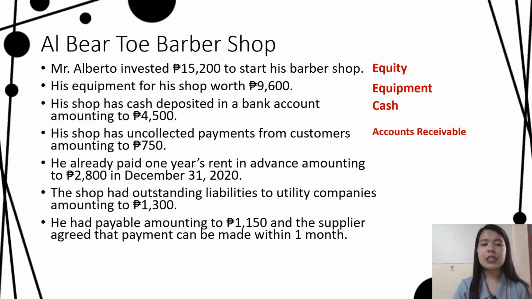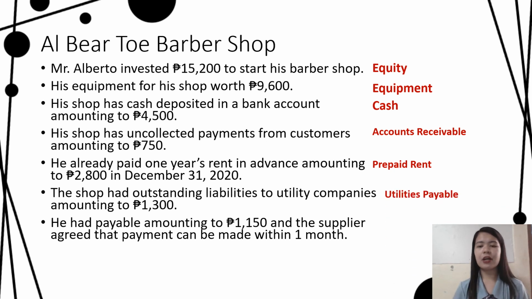And then here, advance payment for a rent, so it means it's a prepaid rent. Then there are utilities payable. So take note, this is not an expense but a payable, utilities payable. And then we had a payable amounting to 1,150. So this is also an accounts payable. Now that we know the proper accounts, we will transfer them to the SFP.